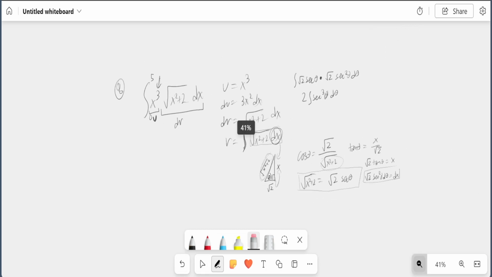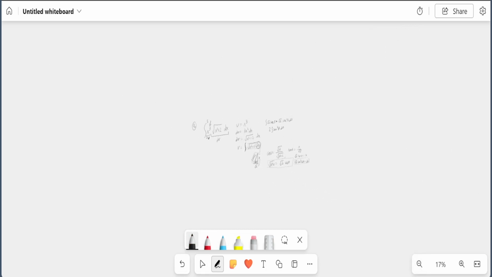So let me zoom out. Actually, I'll just make that really tiny. And so let's just integrate 2 secant cubed theta d theta, right? So secant squared theta d theta times secant theta. And then let's call this our dv, and let's call this our u. I'll just take your word for it. You'll see why later. Hopefully, secant theta.